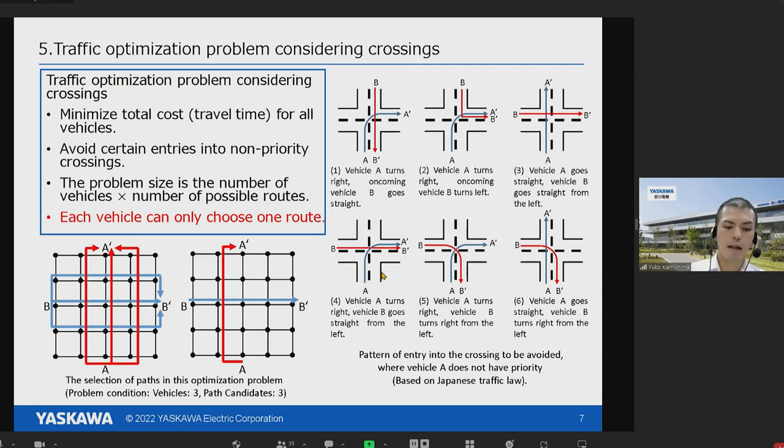Now I'm going to explain about the optimization problem used in this study. The traffic optimization problem considering crossings is a problem minimizing the total cost, which is the travel time for all the vehicles. Vehicles in this problem would try to avoid entries into non-priority crossings. As shown in the figure on the right, the crossings to be avoided in this problem have two vehicles with colliding routes. The problem size is the number of vehicles times the number of possible routes. As shown in the figure below, each vehicle is given several candidate routes, and each vehicle can only choose one route.